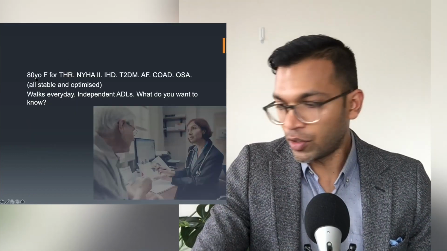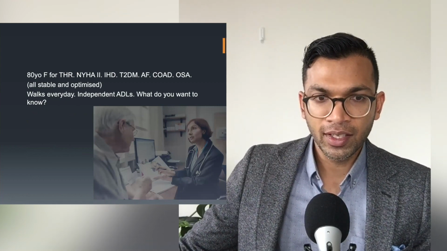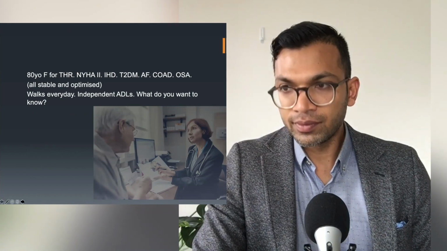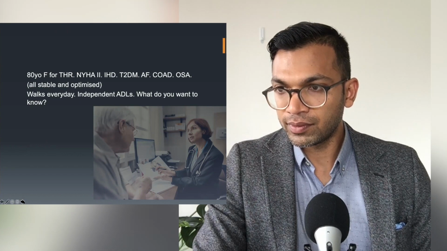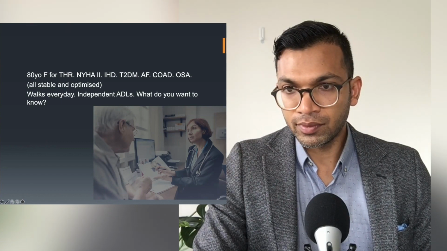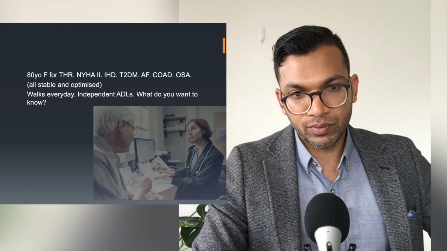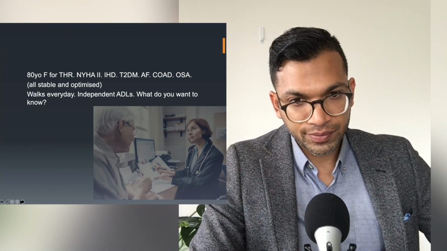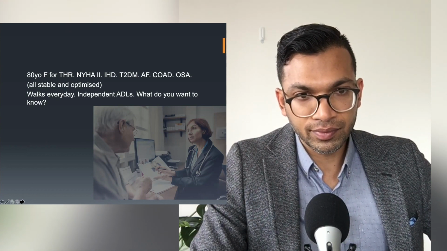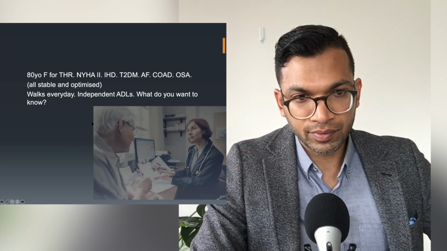This final one: 80-year-old female, lots and lots of stuff going on, but they're all stable and optimized. That's all important to know. Walks every day, independent ADLs, and what do you want to know? So for this patient, it's likely an elective THR, so we would proceed. If she doesn't have any active conditions, the risk, in the context of all of these conditions, might increase to mild or moderate. Because they're all stable, it pushes it towards the milder side. Subsequently, you want to look at the METs. She walks every day, so I want to quantify how far she walks.